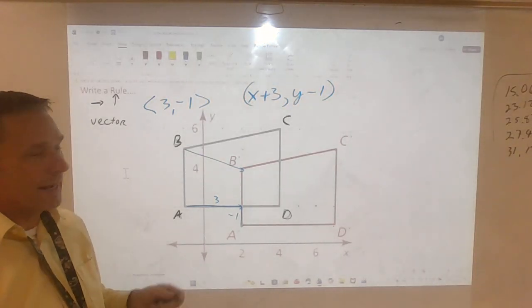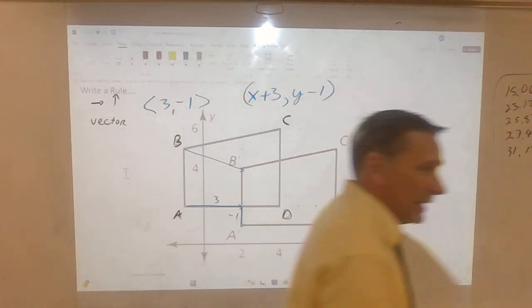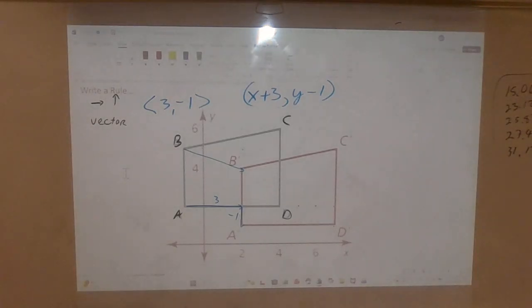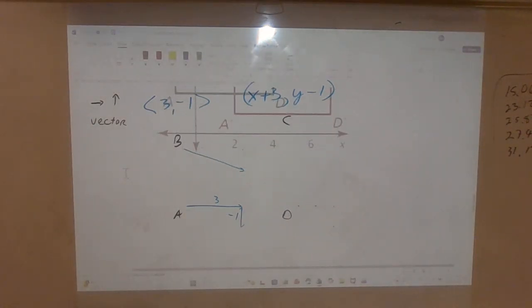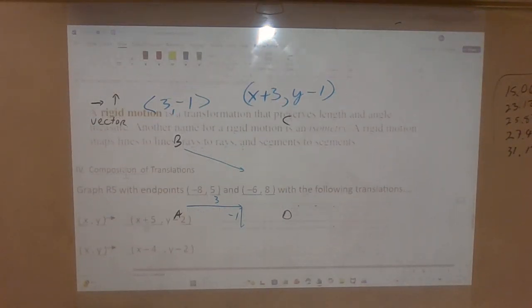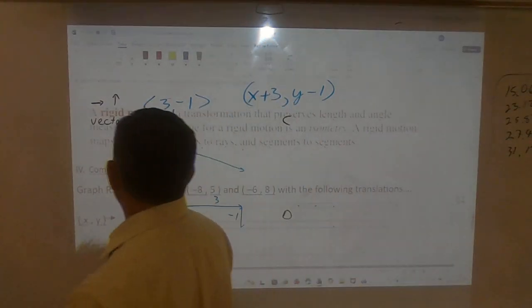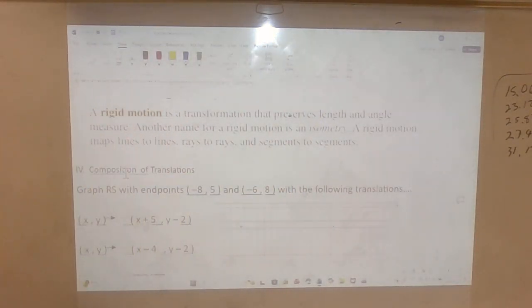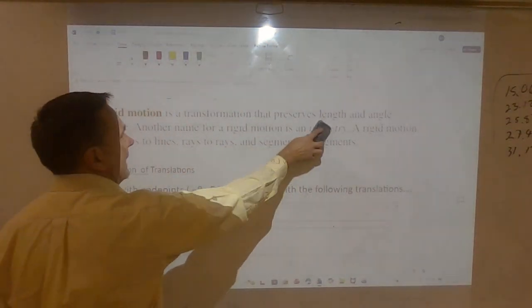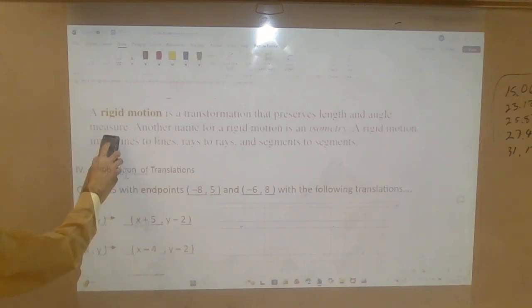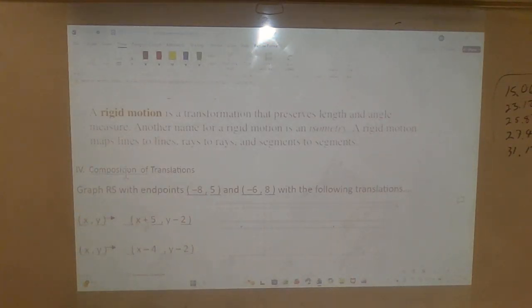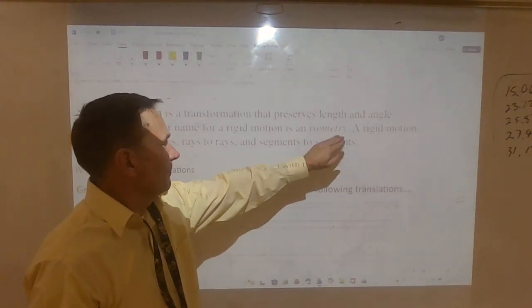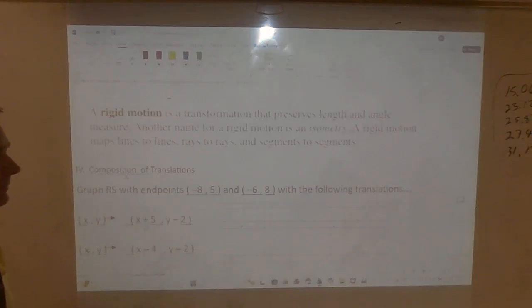So again, we're looking to count. The shapes remain the same, the angles remain the same, everything remains the same. The only thing we're doing is just moving it. So come up with this definition of rigid motion. Rigid motion is a transformation that preserves length and angle measure. Another name for rigid motion is an isometry. And kind of like a new fun word to say, isometry.